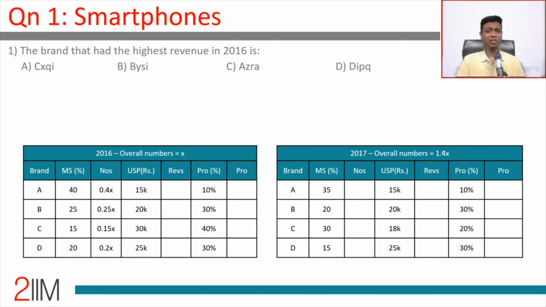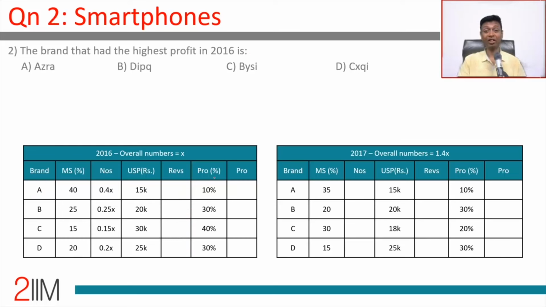The brand that had the highest revenue in 2016: 0.4 into 15K, this is 6XK, 0.25 into 20, 5XK, 0.15 into 30, 4.5XK, 25 into 0.2, 25 into 2 is 10, this is 5XK. The brand that had the highest revenue in 2016 is Azra. We've got this. This is very useful.